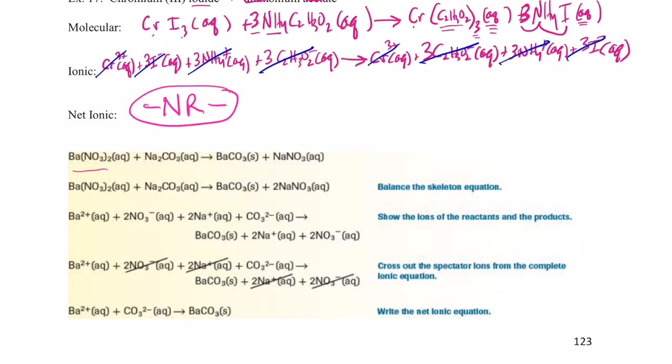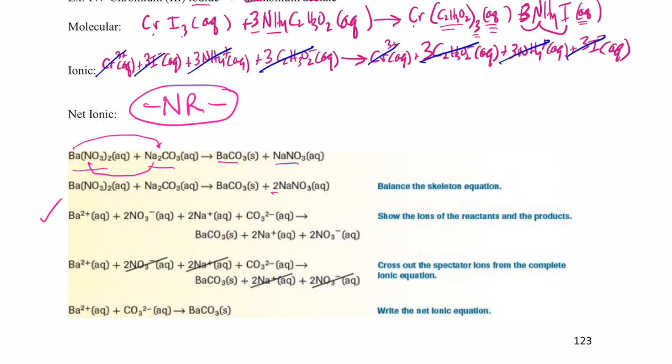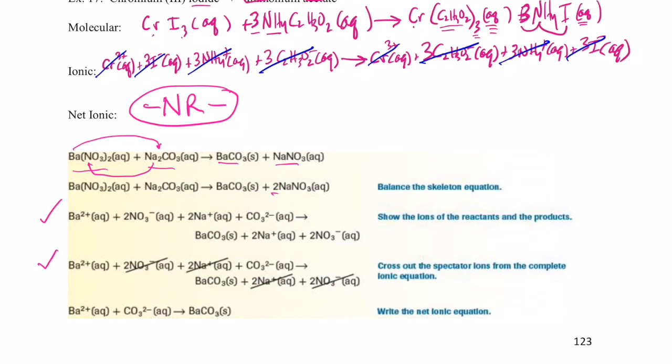All right, this bottom part of the page is sort of a recap of molecular, ionic, and net ionic. This one's barium nitrate and sodium carbonate. And barium gets together with carbonate and sodium gets together with nitrate. And you can see how we did that. We balanced it by putting a 2 there. Then we wrote the ionic equation right down here. Then we canceled out the spectator ions right down here. And we were left with our net ionic.